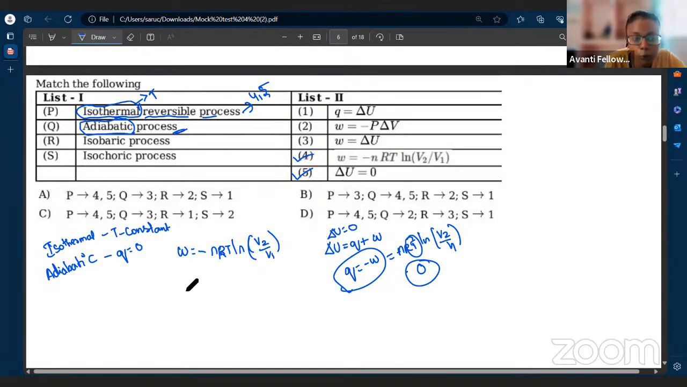So when I put it in the first law of thermodynamics, delta U is equal to Q plus W. So what would be delta U? Q is 0, so you are getting W is equal to delta U. So this is the third one. Okay, so Q is 3.